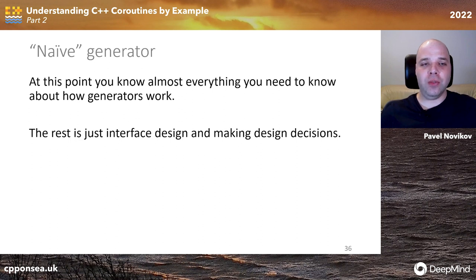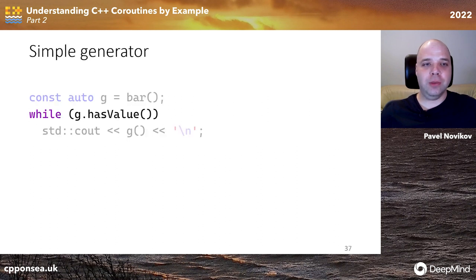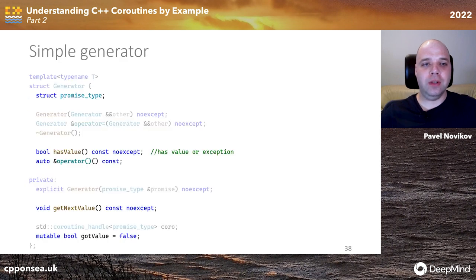So at this point, actually, you know almost everything that you need to know about how generators work, and the rest of the talk is just design and design decisions. So let's move on. Here is a simple generator in which I try to mitigate the drawbacks that I discussed earlier, namely the fact that we couldn't know if there are values in the generator left to be extracted. In this case, I tried to add a has value member function, which is supposed to tell us if the generator has any more values. Here is the gist of the changes that we have to make it work.